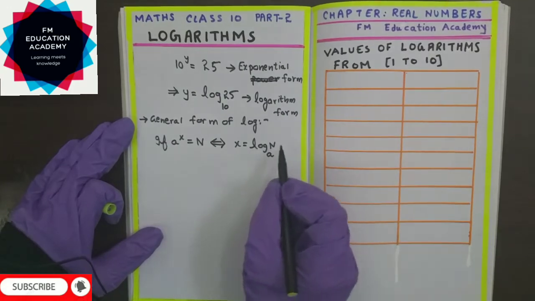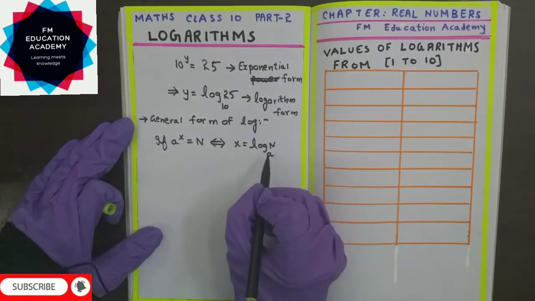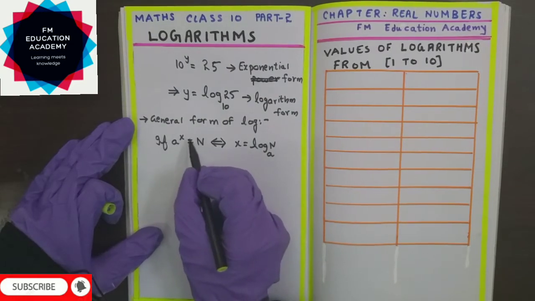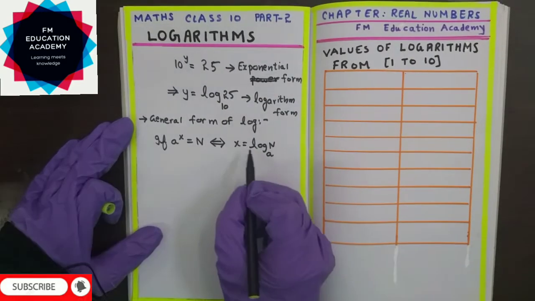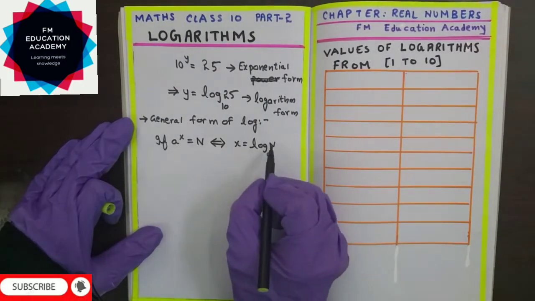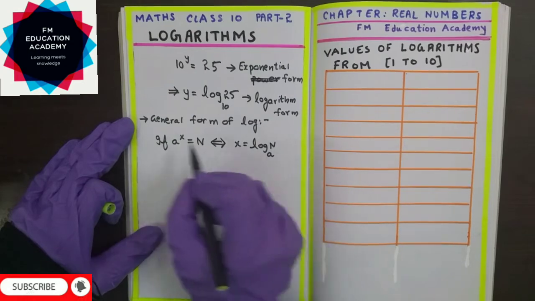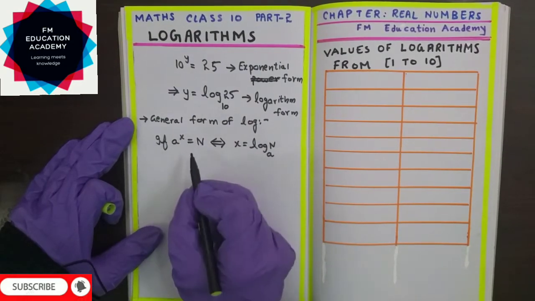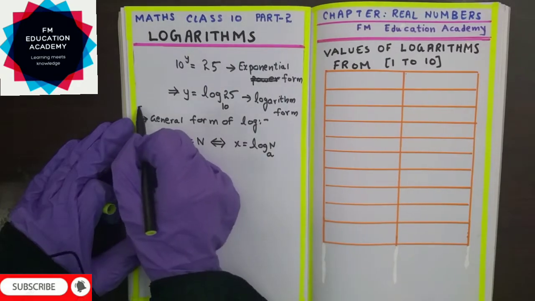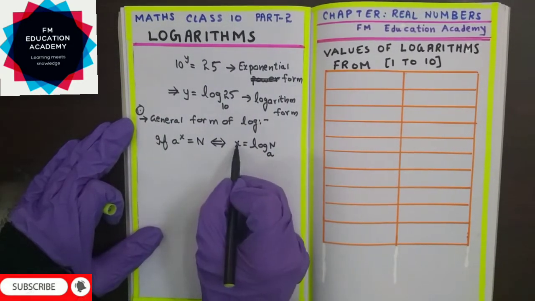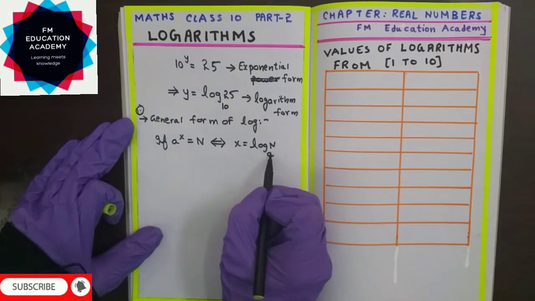And if the question gives x is equal to log N to the base a, then we have to use a power x is equal to N. We can use both ways. That is why I have put a double arrow. That is, x is equal to log N to the base a can be given in the question, and you have to make that equation in terms of a power x is equal to N. So remember both. The first formula of log is, if a power x is equal to N, then x is equal to log N to the base a.